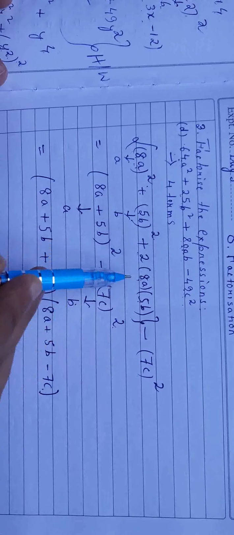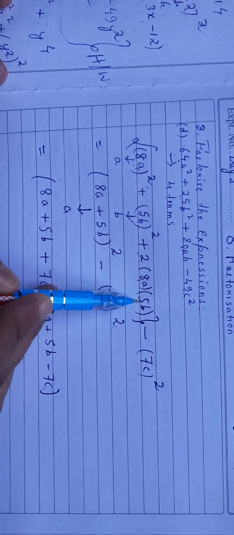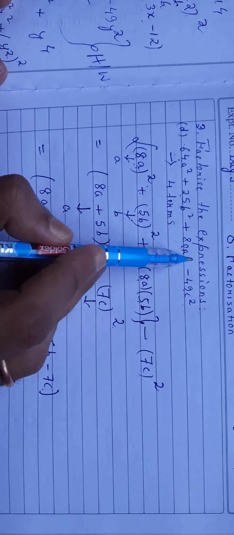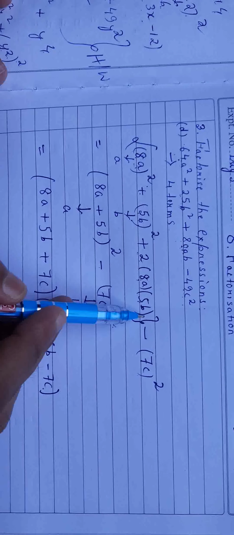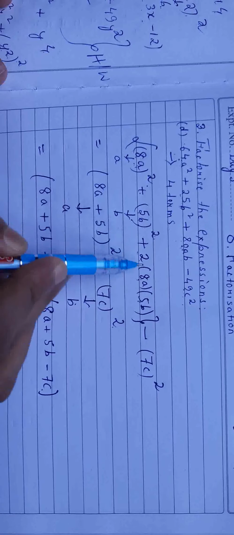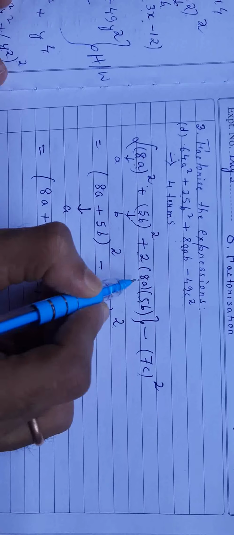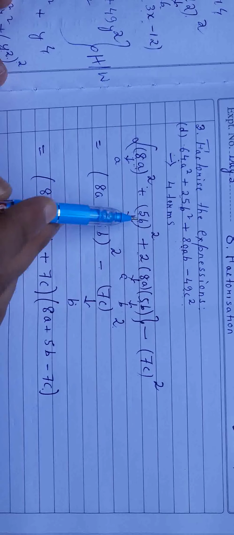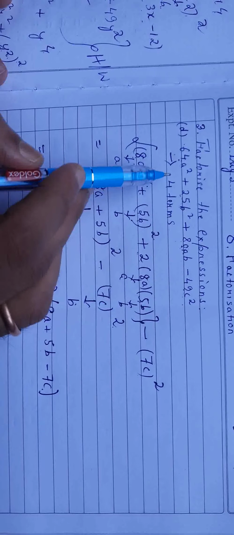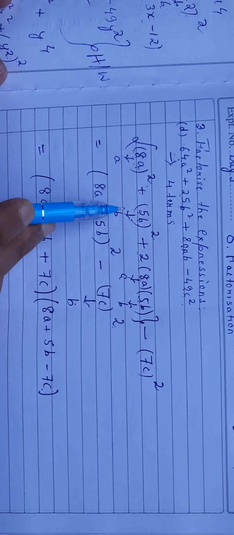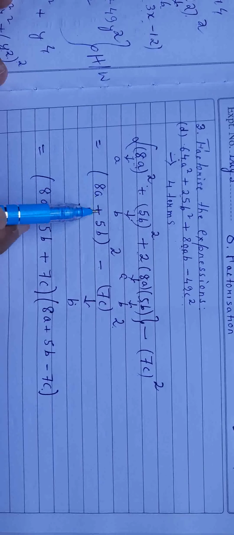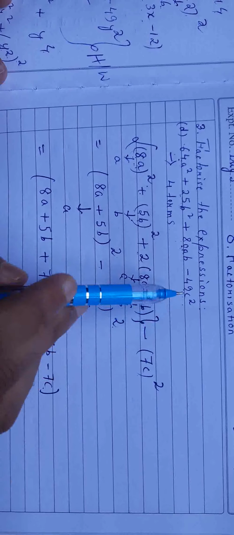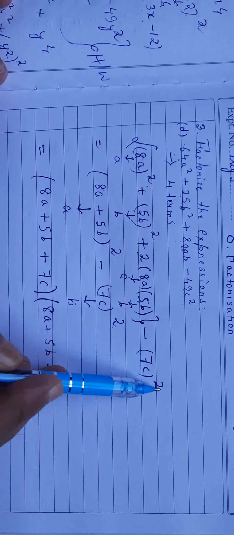Now this 80ab can be broken into 2 into 8 into 5. So 2 into 8 is 16. 16 into 5 is 80, and a into b is ab. So we are getting the expression, which became the formula of a square plus b square plus twice ab. This 8a, as we have taken a, and 5b we have taken as b. So therefore these first 3 terms can be split in this form, which became the formula of a plus b whole square, which is 8a plus 5b whole square, minus 49c square can be written as 7c whole square.